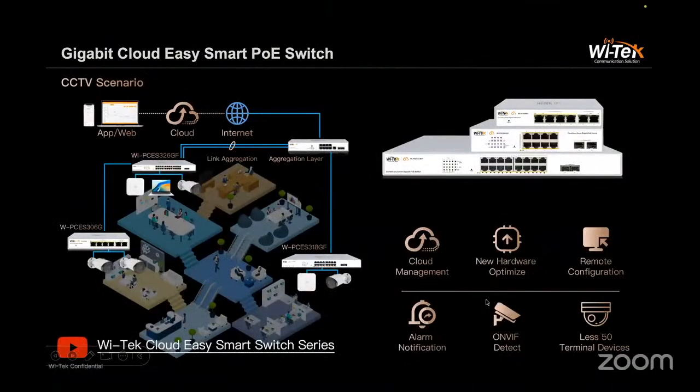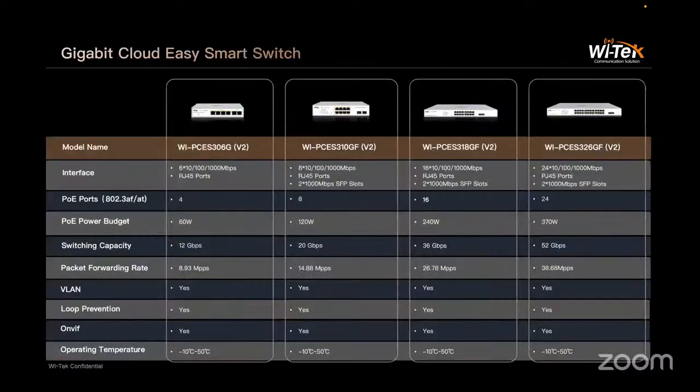Okay, let me go back. So we just saw the video introducing Easy Smart. You can understand it's the cheapest cloud PoE switch. It has cloud features and managed features like QVLAN, IGMP, looping, QoS. And in models, we have from 4 gigabit PoE to 8 gigabit PoE to 16 and 24.